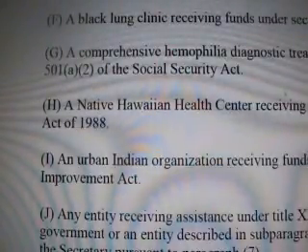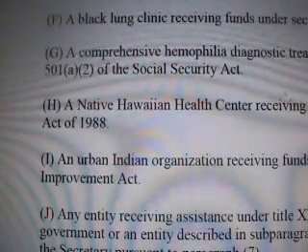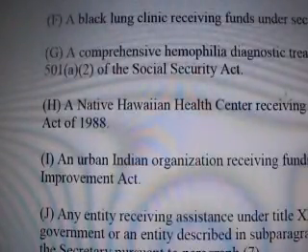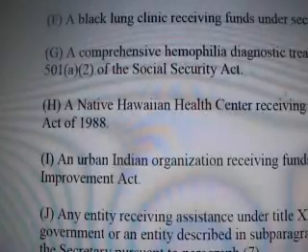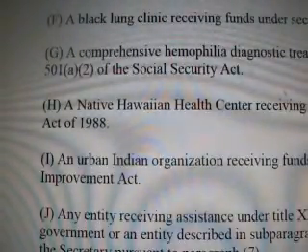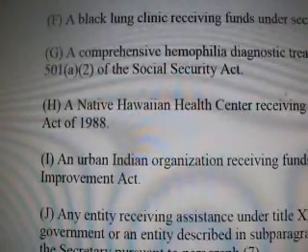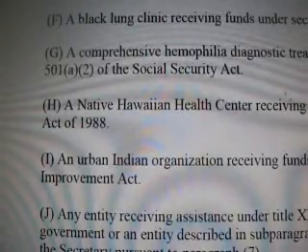Any entity receiving assistance under Title 26 other than a state or unit of local government or an entity described in subparagraph D, but only if the entity is certified by the Secretary pursuant to paragraph 7. An entity receiving funds under Section 318 relating to treatment of sexually transmitted diseases or Section 317(j)(2) relating to treatment of tuberculosis through a state or unit of local government, but only if the entity is certified by the Secretary pursuant to paragraph 7.